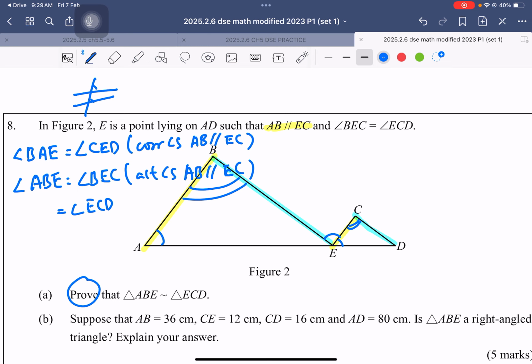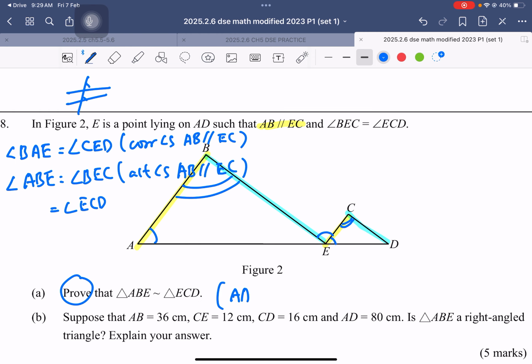Do you get 1 mark for writing the given things? No marks. If the marking scheme told you, if you get a correct proof with correct reasons, you get 2 marks. If the proof is correct but without reason, you get 1 mark. If the proof is half, then no marks. Okay, so two angles are the same, then we can say AA. Okay?